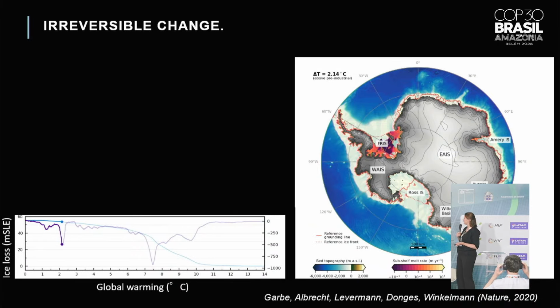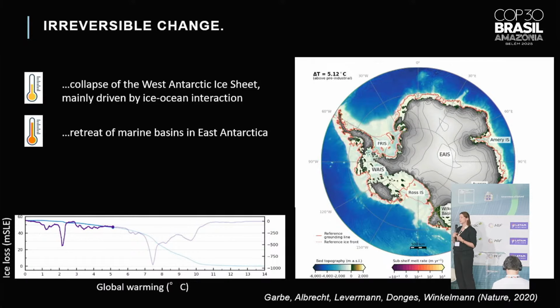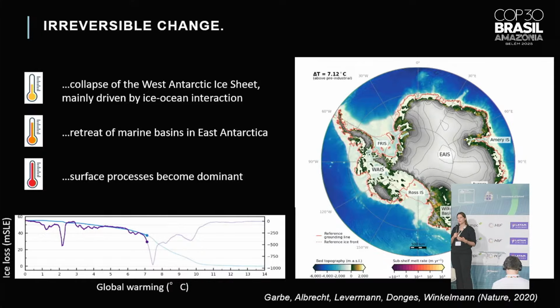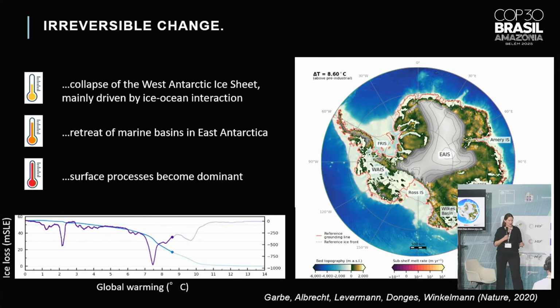And what you see in this animation is how there is a sequence of tipping points or critical thresholds, starting with a collapse of the Western Arctic ice sheet around 2 degrees of warming, which is mainly driven by ice-ocean interaction. And then as the temperature increases further, you can see a retreat of the marine basins also in East Antarctica. And then with even higher temperatures, you can see that the surface processes, similar to Greenland, become dominant as well. And this is where, over long time scales, the Antarctic ice sheet could eventually disintegrate.